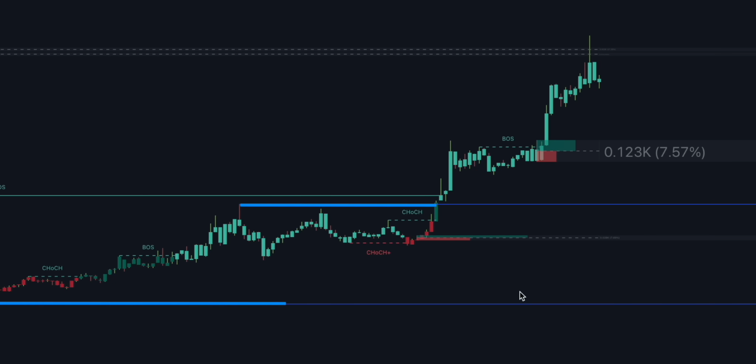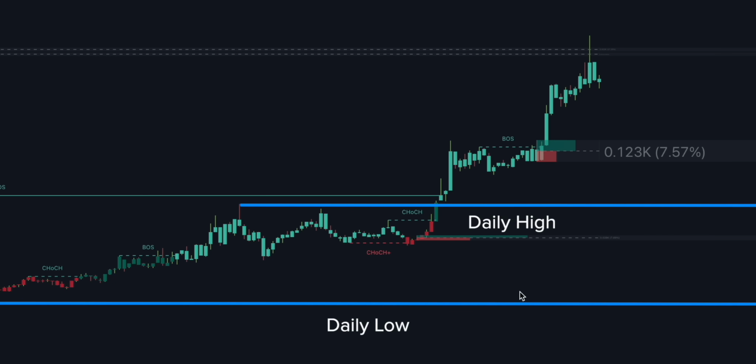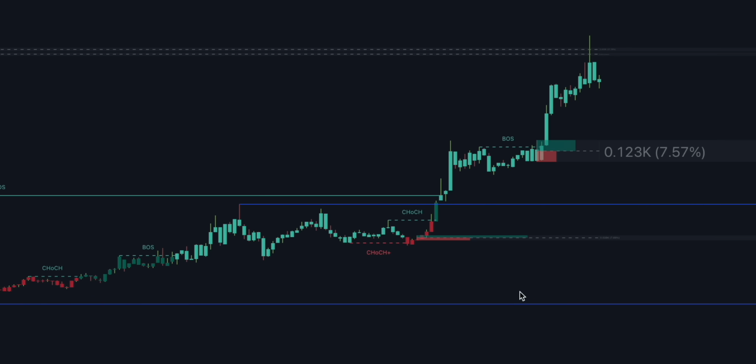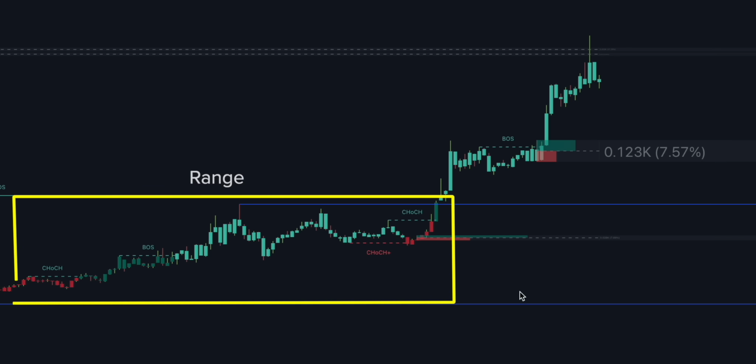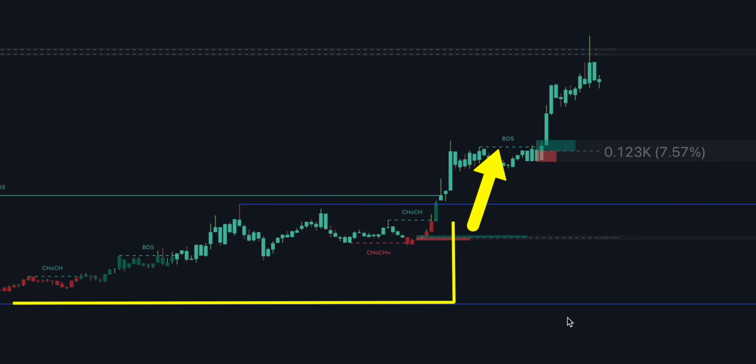For example, let's just enable daily highs and lows. The blue pivots on the chart are the high and low prices the market formed in the last 24 hours. This is very helpful because we can see the range the market has been moving in. These psychological levels can often be hard to break.